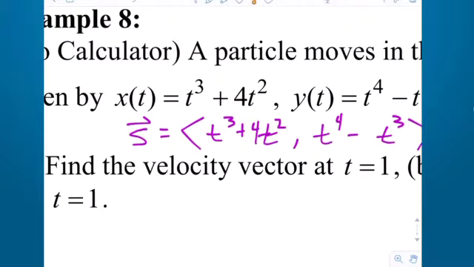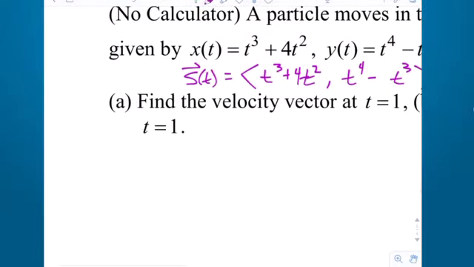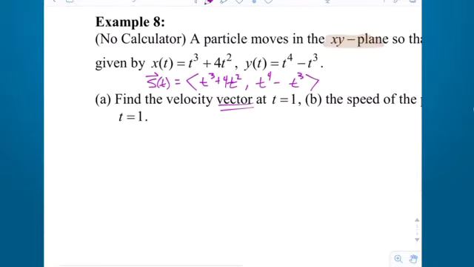And technically, if you want, you can call that not just S, you can call that S of t. It's a vector as a function of time. But that's going to give you an ordered pair, and it tells you where you are, where the particle is at any given value of t. So part A, find the velocity vector at t equals 1. Whenever it says vector, that just means you're going to package it as an ordered pair. Okay? Find the velocity vector at t equals 1.